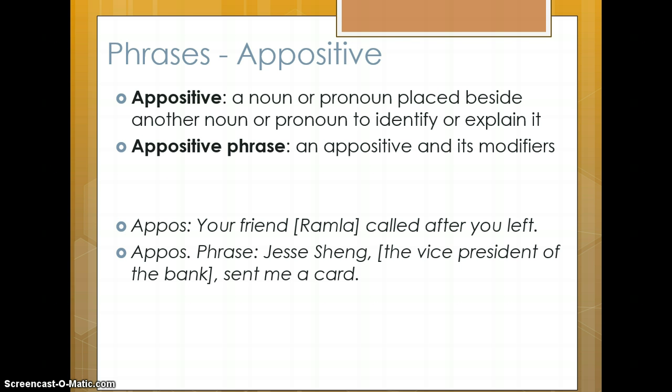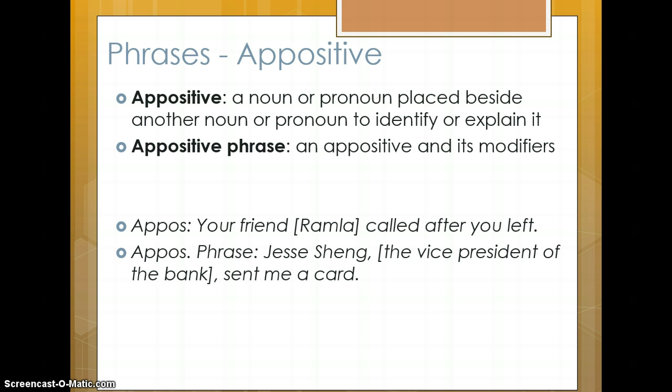Second type of phrase is an appositive phrase. Now, there is such a thing as just an appositive. An appositive is a noun or pronoun that sits next to another noun or pronoun. It identifies it or explains it. So, for example, your friend Ramala called after you left. Ramala would be the appositive. It's just a noun. It just sits there. It doesn't have anything else.